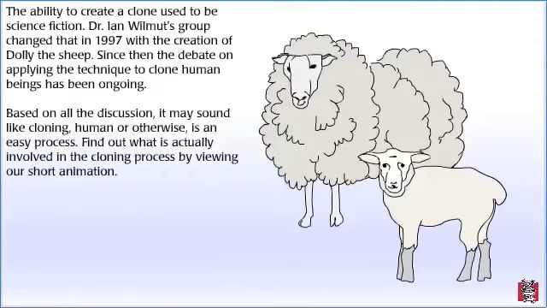The ability to create a clone used to be science fiction. Dr. Ian Wilmut's group changed that in 1997 with the creation of Dolly the sheep. Since then, the debate on applying the technique to clone human beings has been ongoing. Based on all the discussion, it may sound like cloning, human or otherwise, is an easy process. Find out what is actually involved in the cloning process by viewing our short animation.